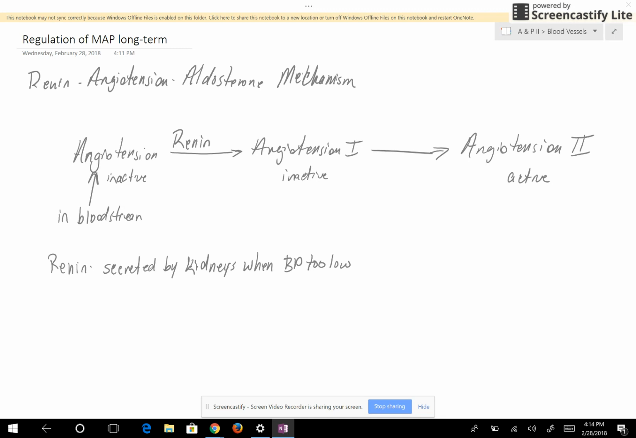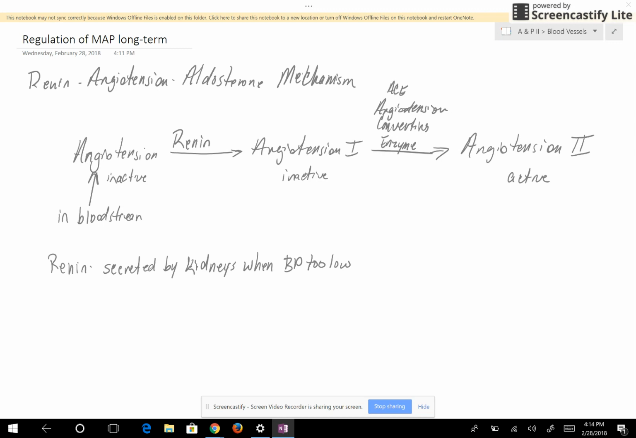When blood pressure is too low, the kidneys try to increase the blood pressure. And when we get to our urinary system, we'll see why the kidneys need a certain blood pressure. But the renin is secreted by the kidneys. That's going to convert angiotensin to angiotensin 1. Angiotensin 1 is converted to angiotensin 2 by angiotensin converting enzyme. Angiotensin converting enzyme is also known as ACE.